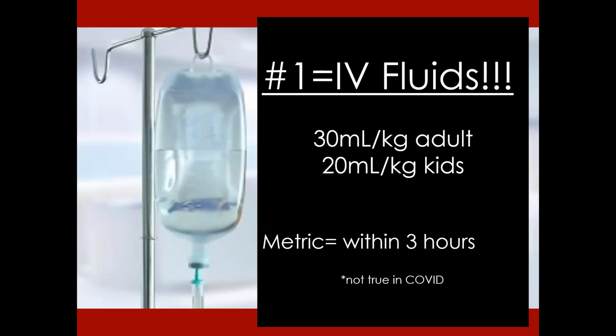This comes from the thought that maybe they're not perfusing their blood and organs and tissues as well as they should be. Some of this has fallen out of favor. However, the metrics or MIPS have not caught up with the current thinking. So that means that you're required to give a 30 ml per kg bolus within 3 hours of the patient's arrival per hospital MIPS policies. And if they're a child, you're required to give 20 ml per kg bolus.